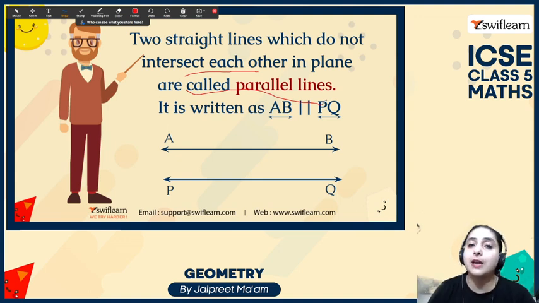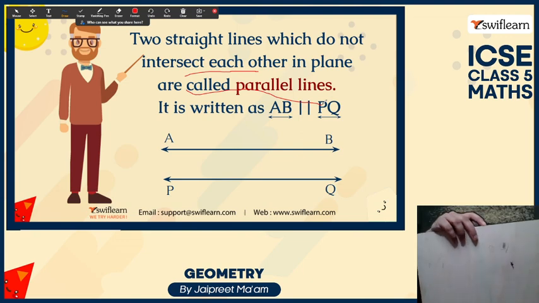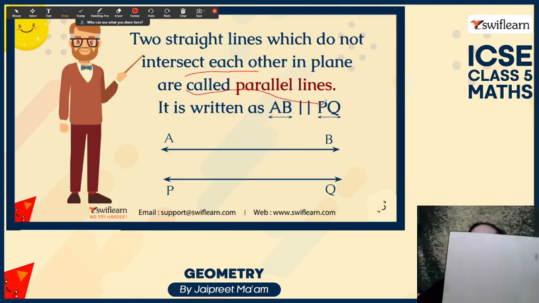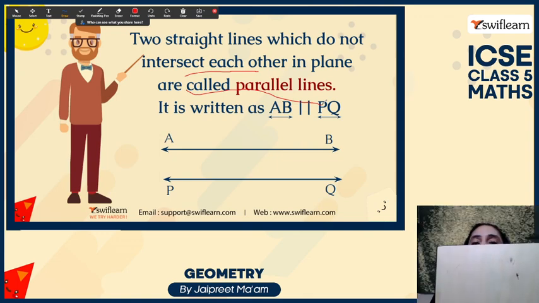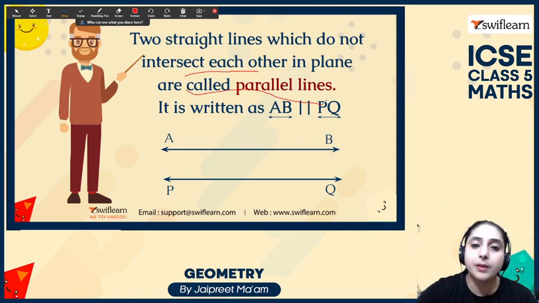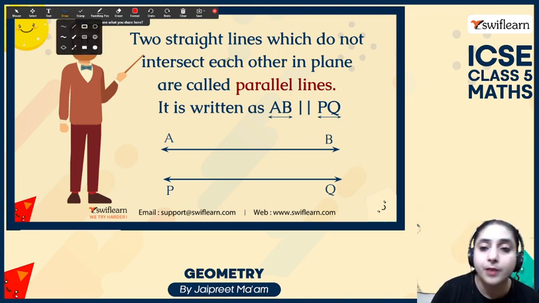So again, I am taking this example of a board. This line and this line are parallel lines because if I extend them, they are not going to meet. Are the opposite sides going to meet? Never. They will never meet. So this is an example of parallel lines. Sides of a road, railway track. So many examples are there.